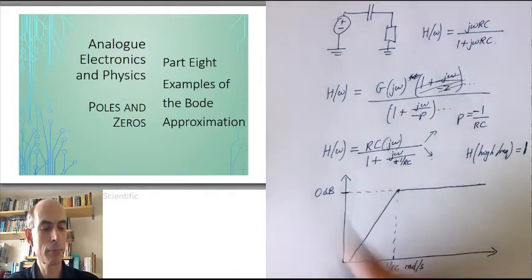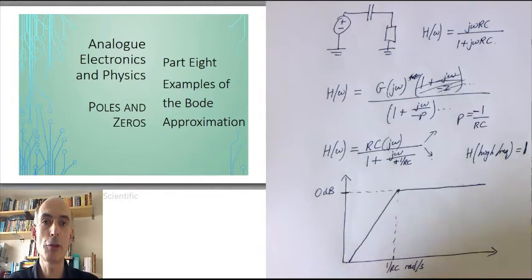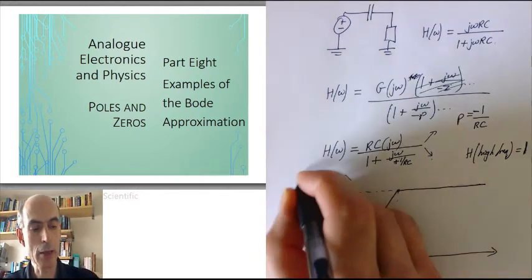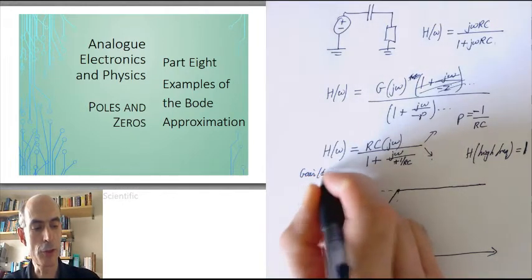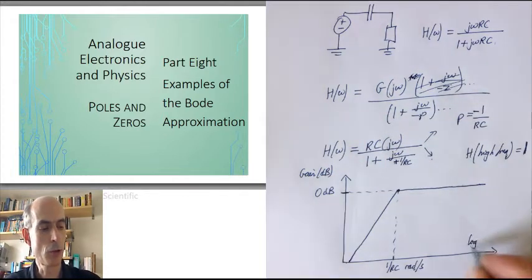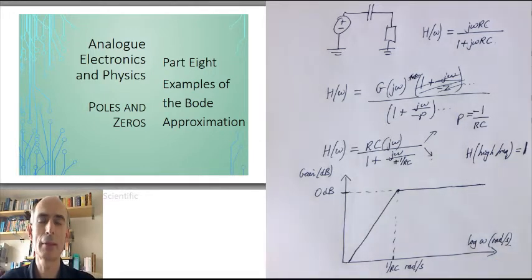So that is our Bode approximation of this circuit. Once again, always label your axes with units, log of frequency in radians per second in this case. Let's do a slightly more complex one.